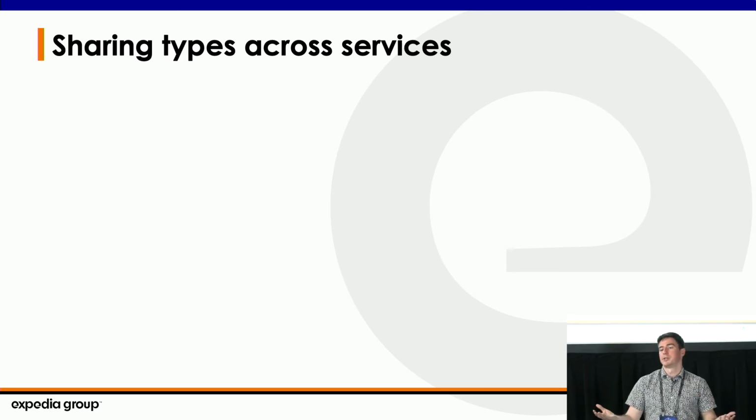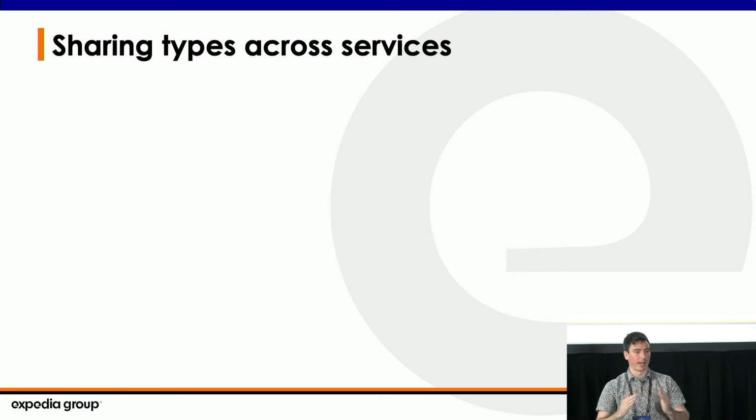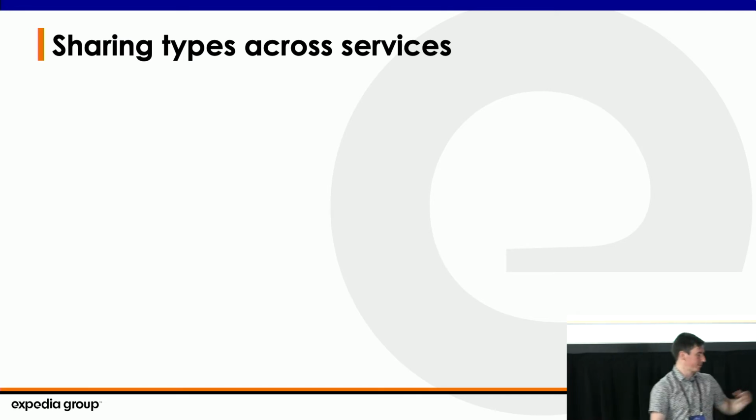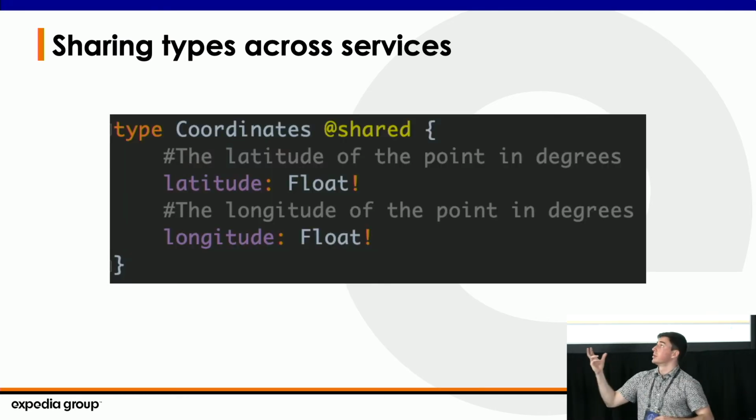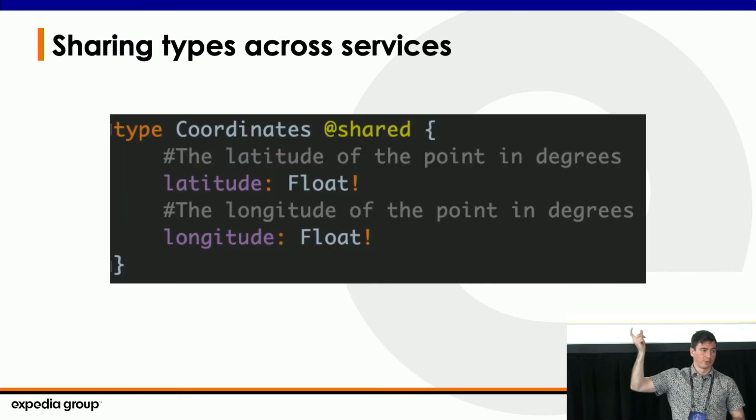Well, if we're doing schema stitching and the hotels team added that into their schema, that would actually conflict if the flights team wanted to add it into their schema, because we don't know which one is the source of truth, right? They would conflict in the schema stitcher, which means we needed some way of sharing types across the different services. So in our SDK, we have this concept of a shared type. It's simply marked with a little directive, @shared.